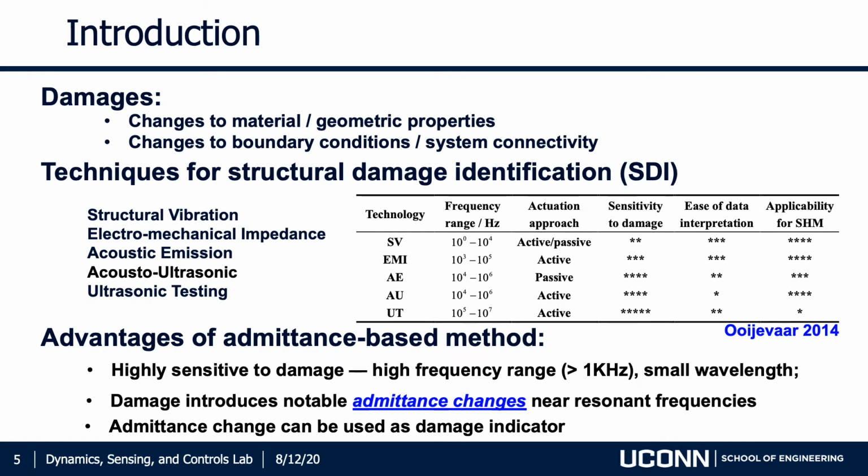So the damage is defined as changes to material or geometric properties, or changes to boundary conditions or system connectivity. And there are several techniques for structural damage identification, such as structural vibration, electromechanical impedance, AUT. And this table just compares these 5 techniques from different aspects, like frequency range, actuation approach, etc.